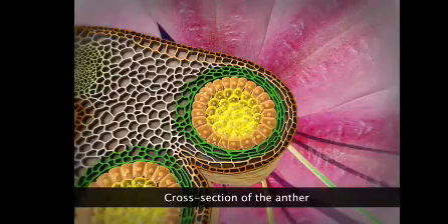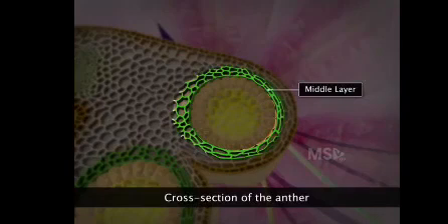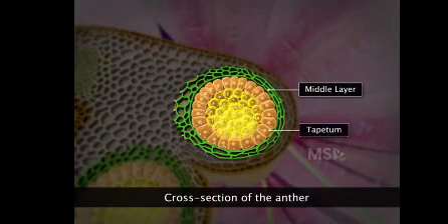Beneath the endothecium lie 1 to 3 middle layer cells. These cells protect the pollen grains and help in their release. Beneath the middle layer of cells lies the tapetum, which provides nourishment to the developing pollen grains.